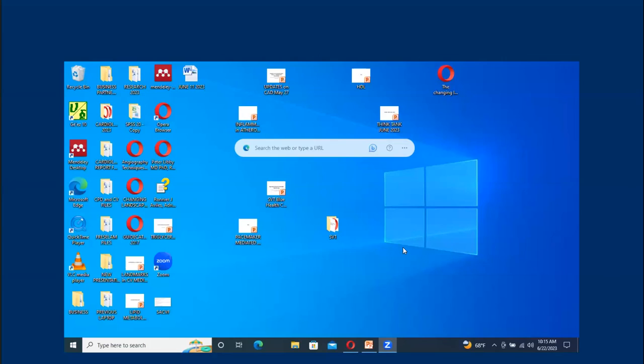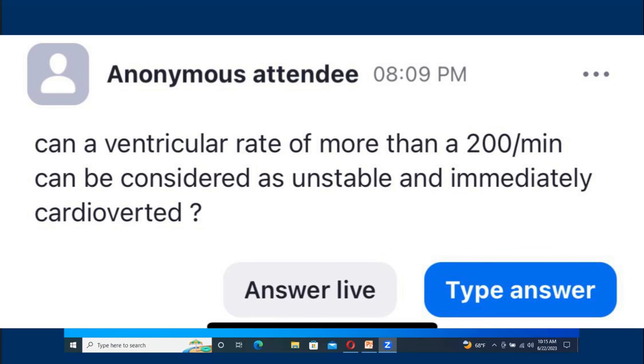The risk of adenosine or amiodarone in patients with WPW syndrome and AFib I have already addressed. And I think most of the other questions are similar. Rate more than 200 per minute can be considered as unstable. Yeah, the higher the rate, the higher the risk of decompensation, but hemodynamic decompensation is usually based on our evaluation of the hemodynamic features in the patient.